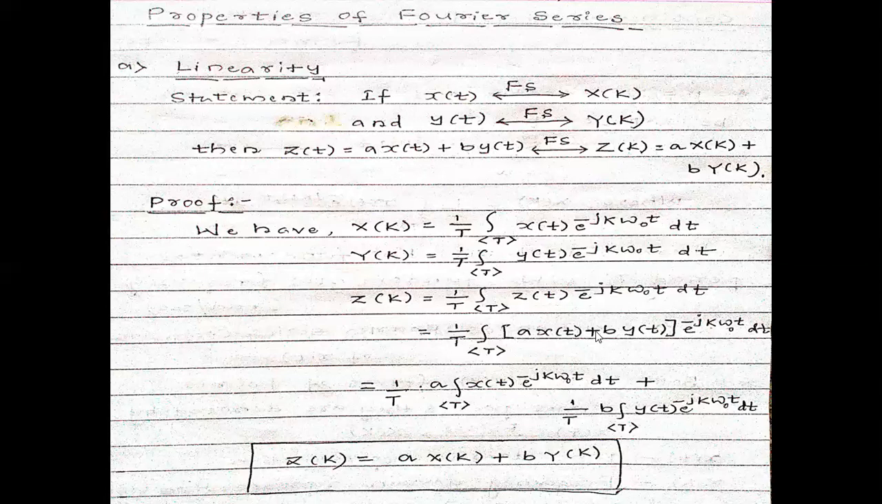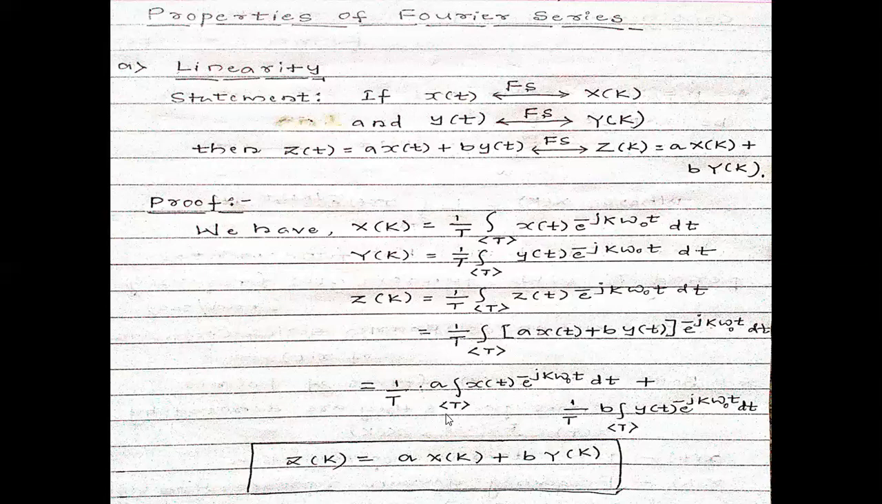Now let me simplify this by opening a square bracket. We get 1 by T as it is, and a, which is a scalar constant, I take outside the integration. Then the integration of x of t is multiplied by the common exponential e raised to minus j k omega naught t, dt, plus again b is a constant, and 1 by T integration of y of t times e raised to minus j k omega naught t, dt. Just look here: except for the constant a, 1 by T integration over T of x of t into e raised to minus j k, this term is nothing but what?